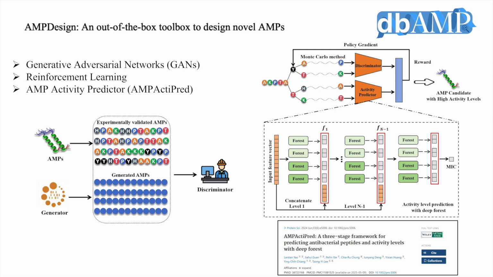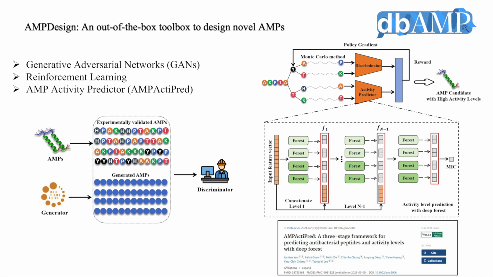The AMPDesign tool is built on three key components: generative adversarial networks, reinforced learning, and our previously published AMP activity predictor. The diagram on the left illustrates how AMPs are generated using generative adversarial networks. Our training set is entirely sourced from DBAMP database.